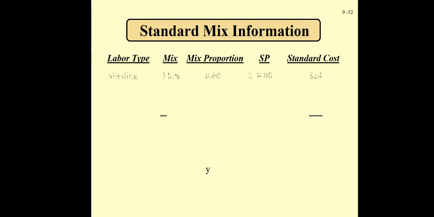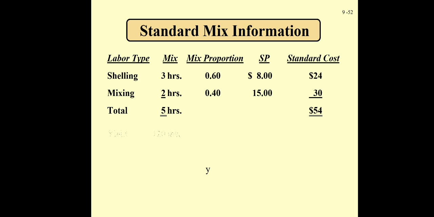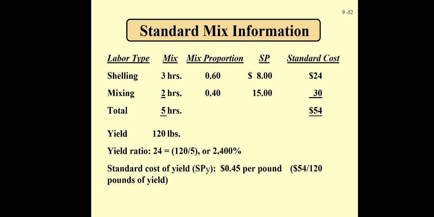Okay, let's see there. This one is another thing. Standard mix information: shelling and mixing. 3 hours and 2 hours. Mix proportion is 60% and 40%. Standard price is $8 and $15. Standard cost is $24 and $30. Total 5 hours is $54. Yield 120 pounds. Yield ratio is 24.